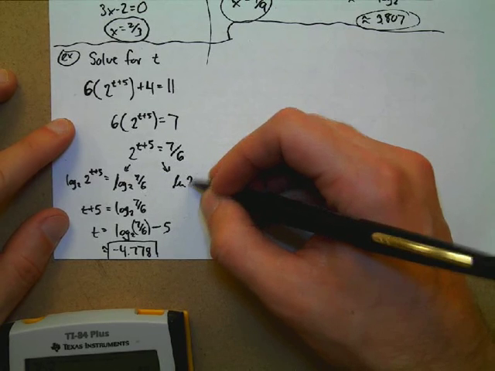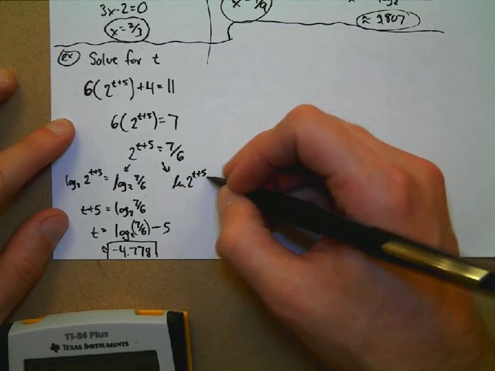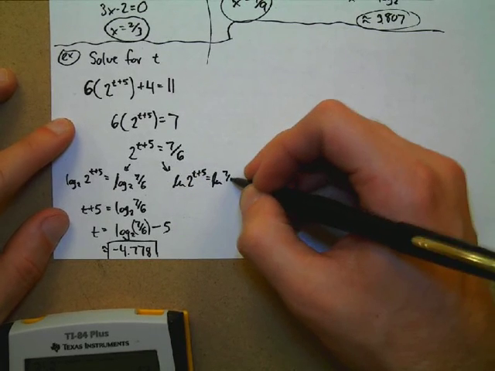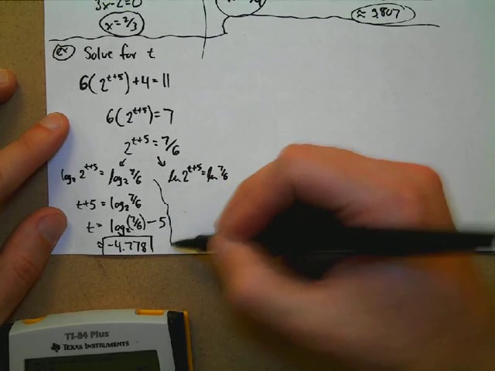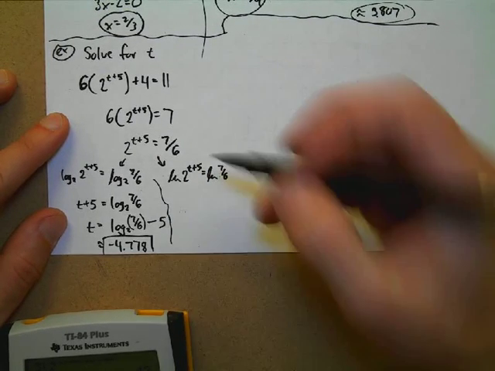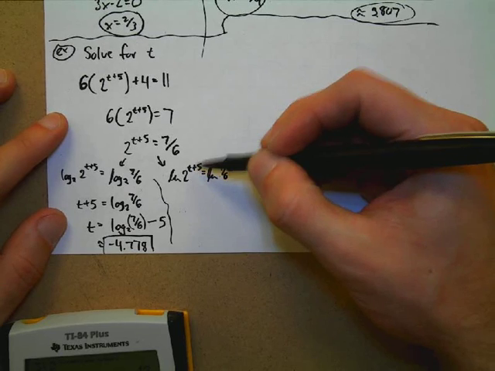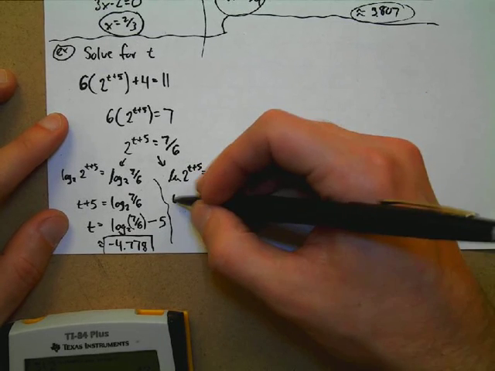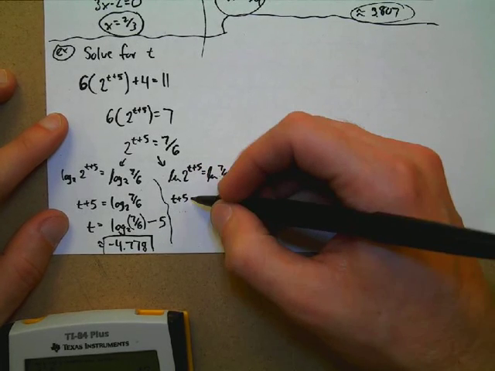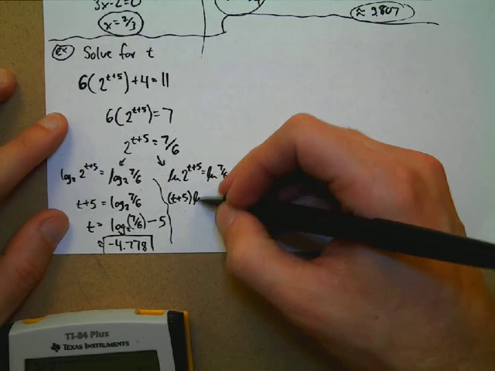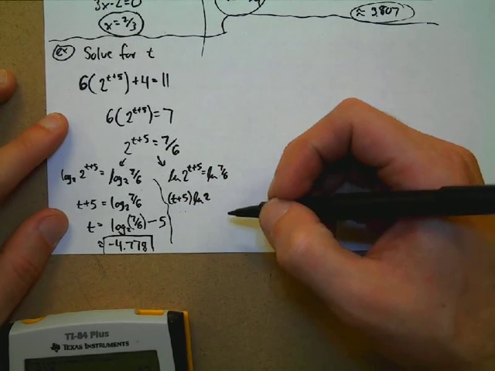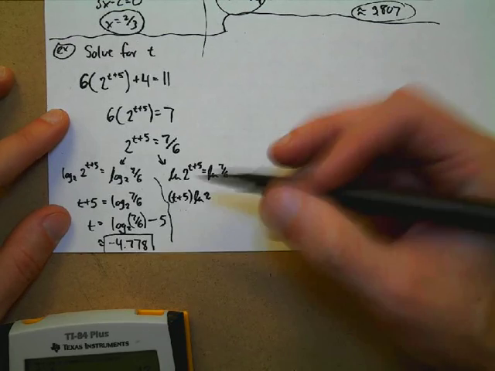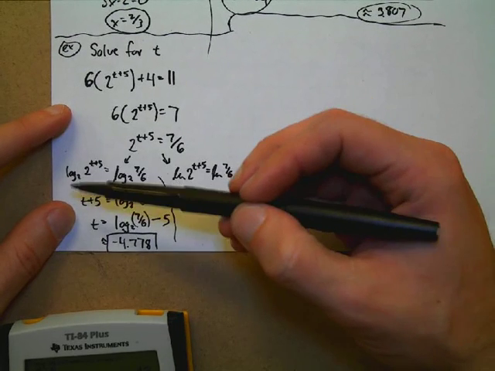The t plus 5 would come in front. I could pull that t plus 5 out front. But now the natural log of 2 doesn't cancel out, right? Because natural log of 2 doesn't simplify to 1 or anything like that. Here, log base 2 of 2 would become 1, so it's just t plus 5. But here it's natural log of 2. So to solve from this point, I would need to divide by natural log of 2.